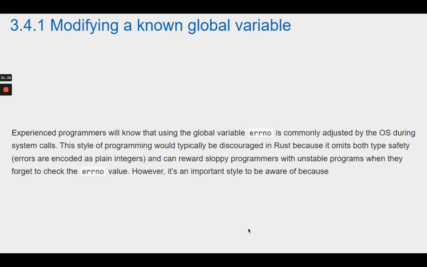Experienced programmers will know that the global variable errno is commonly adjusted by the OS during system calls. This style of programming would typically be discouraged in Rust because it omits type safety, errors are encoded as plain integers, and it can reward sloppy programmers with unstable programs when they forget to check the errno value. However, it is an important style to be aware of.